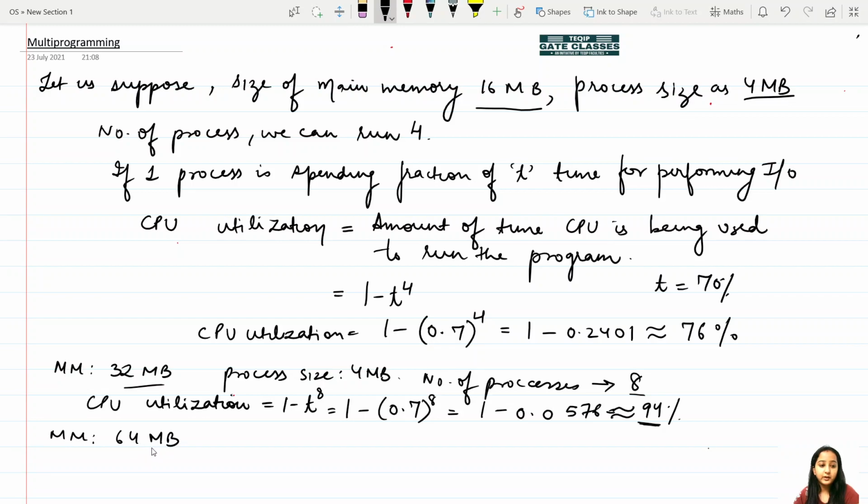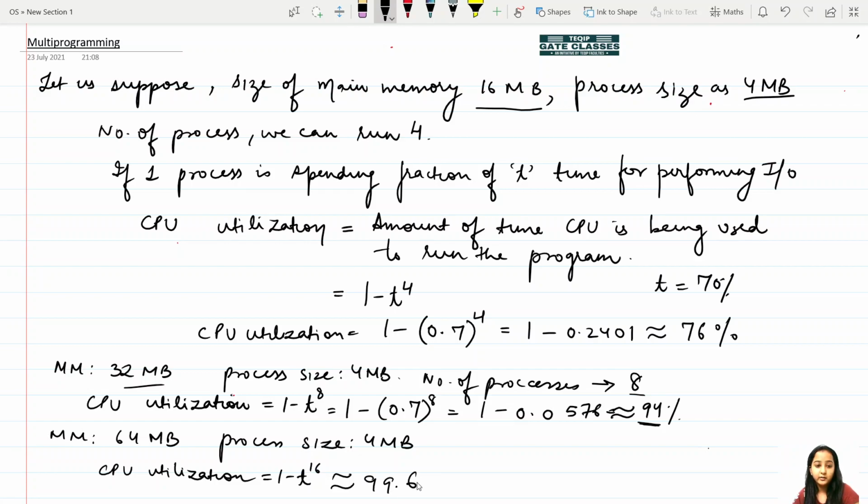So 64 MB, I have taken the size of main memory and the process size 4 MB only. How many processes will there be in this case? 16. So what is the CPU utilization? CPU utilization will be equal to 1 minus t raised to the power of the number of processes. It is 16. So if I put the value of t as 0.7 here, 0.7 raised to power 16, it will come out to be approximately 99.6%.